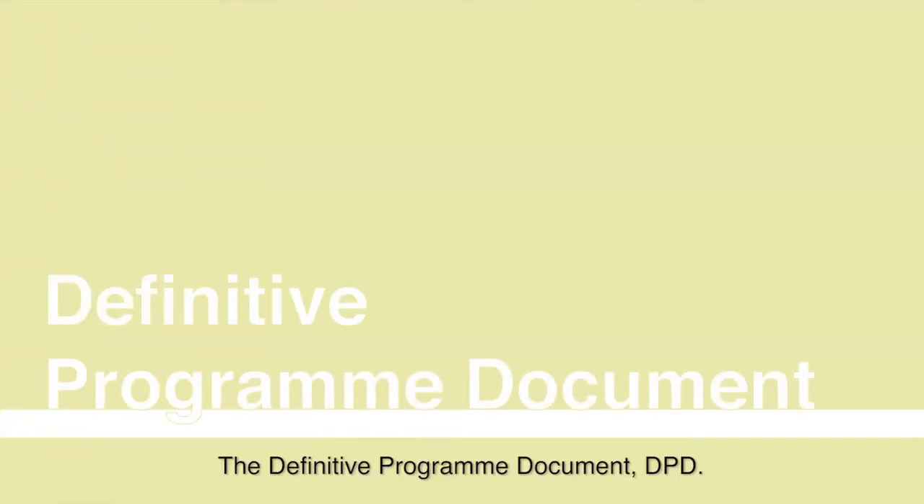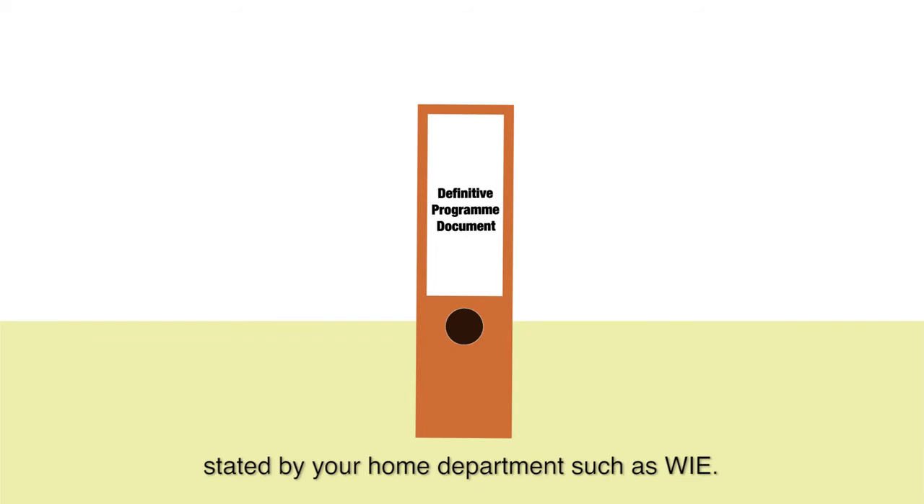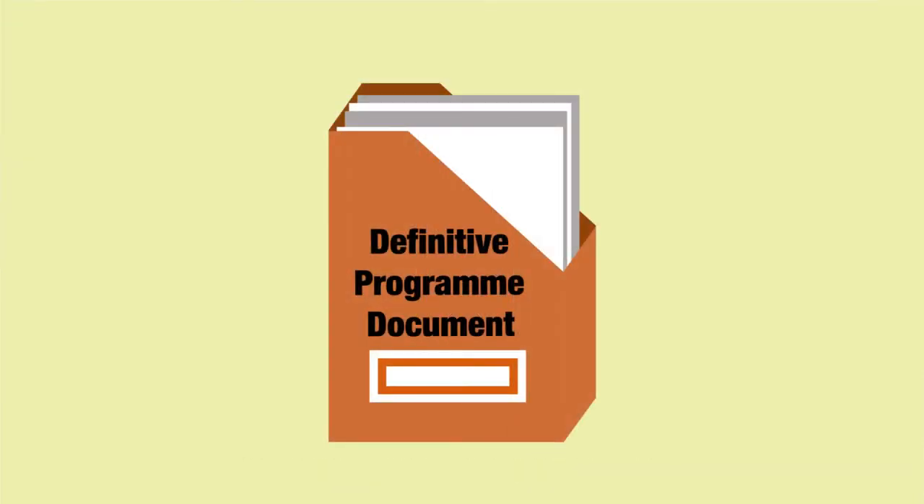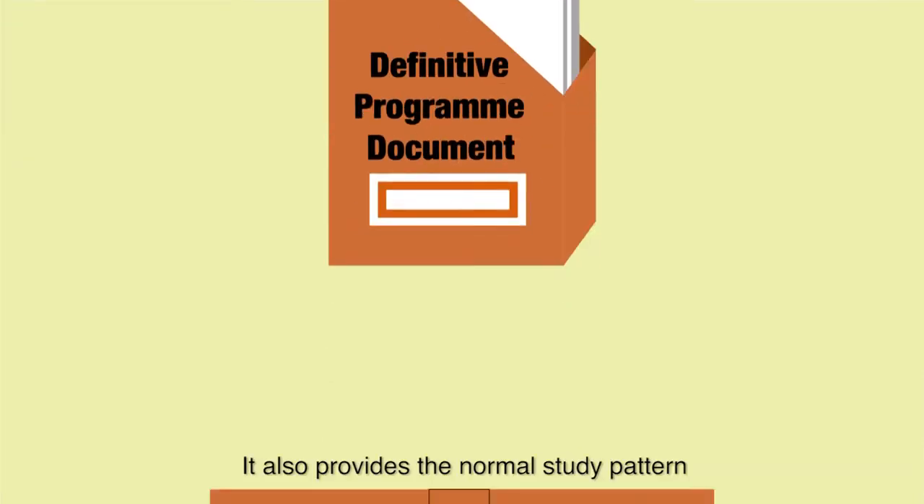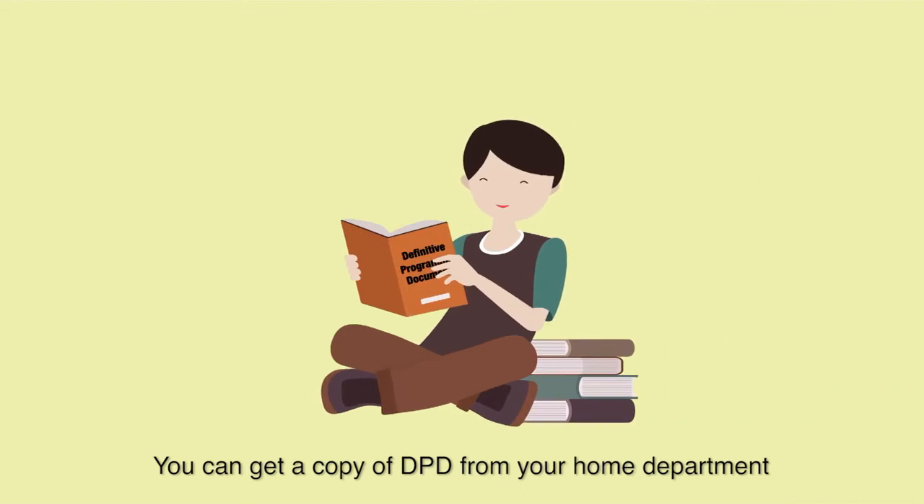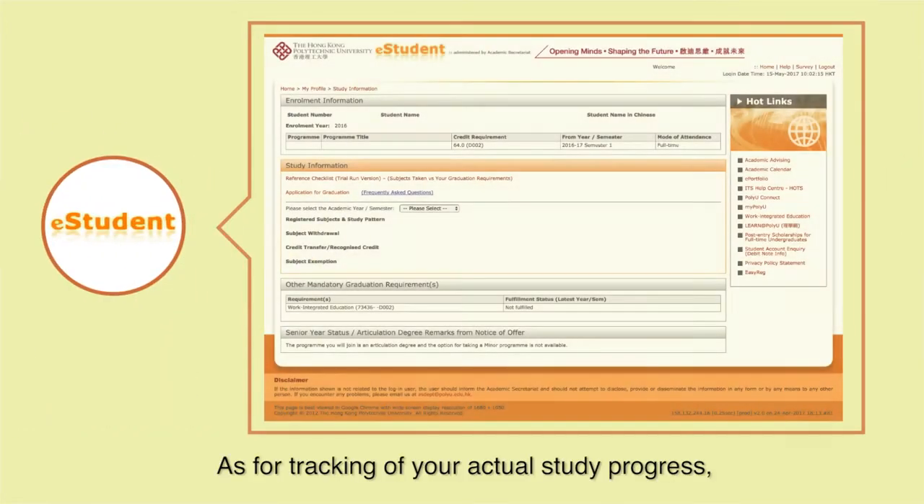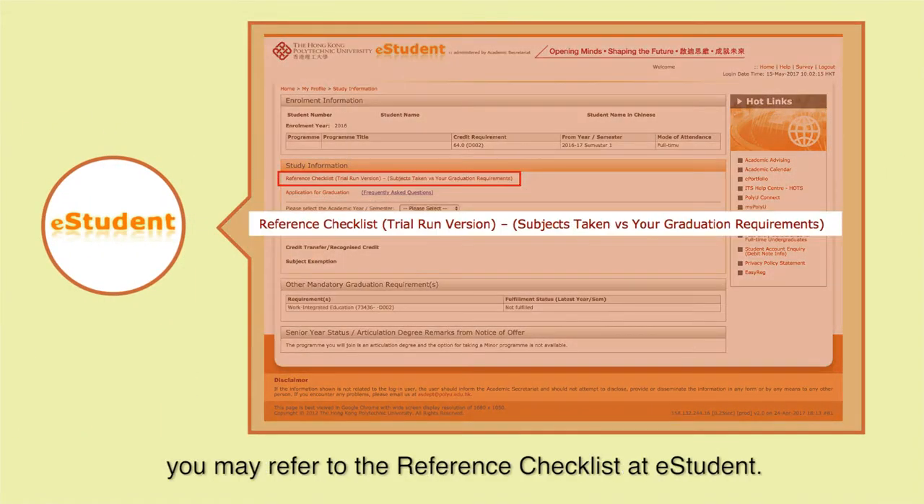The Definitive Program Document, DPD. The DPD provides the specific graduation requirements stated by your home department, such as WIE. It also provides the normal study pattern showing when you should take what subjects. You can get a copy of the DPD from your home department and should read it as early as possible. As for tracking of your actual study progress, you may refer to the reference checklists at eStudent.